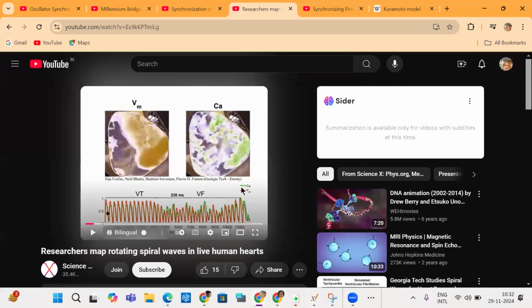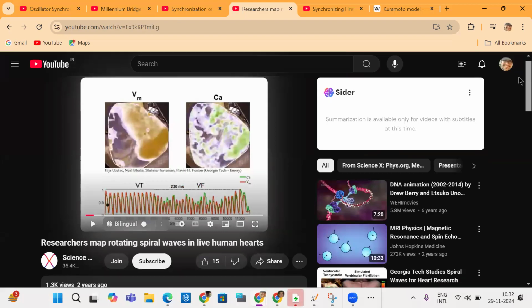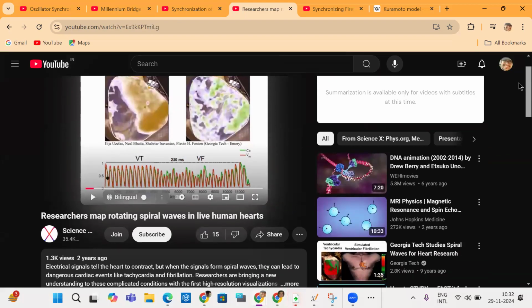Another way is your heart. You have not seen your heart, but you know your heart is there, and most importantly, when people suddenly get a cardiac arrest, what is usually seen in medical studies is the presence of spiral waves. You can see the study from Science X, where the researchers map these rotating spiral waves in live human hearts. Of course this is an experimental study, but you can see these are the hearts.